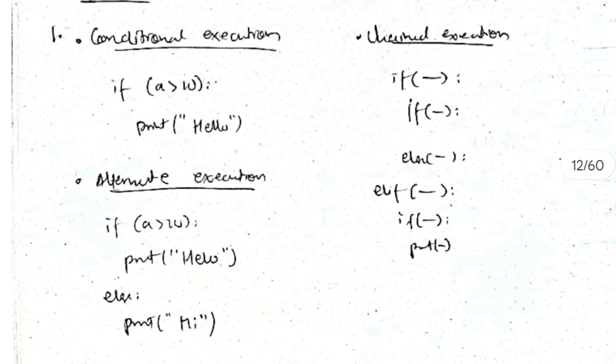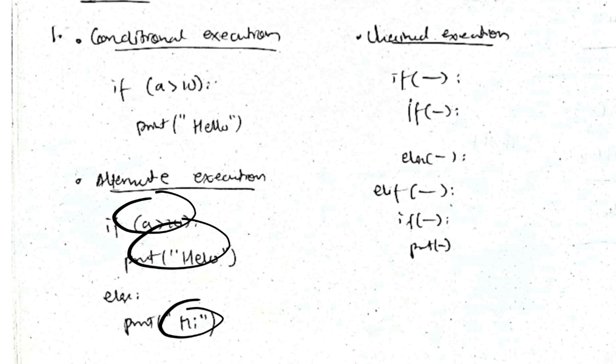And the second one is alternate execution. Alternate means either this one will execute or this one will execute. That's for sure, because if this does not execute, this will execute. If this will execute, this will not execute. Okay, so this is if else.